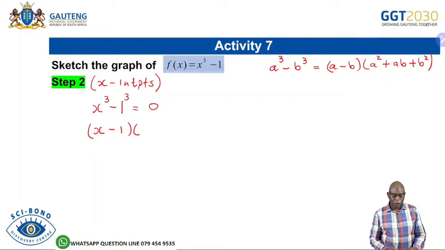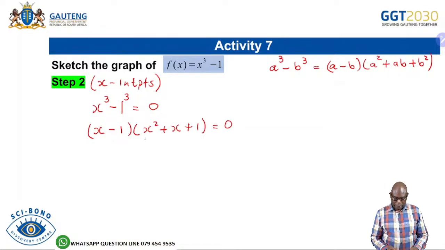And this is the same as 1 cubed. So I'm going to have x squared. I'm having x times 1, so I'm going to have plus x. Then I'm going to have plus 1, and then equals 0. Then this part here, if I use x equals 1, I see I cannot factorize this.